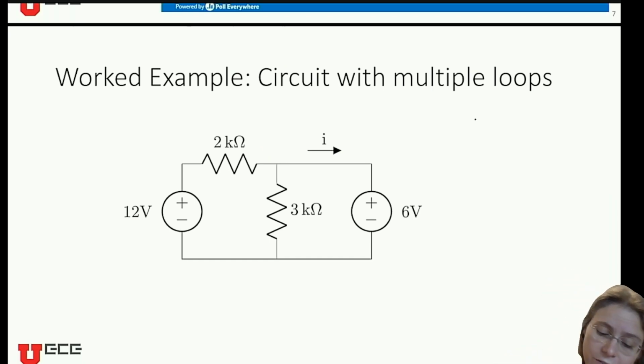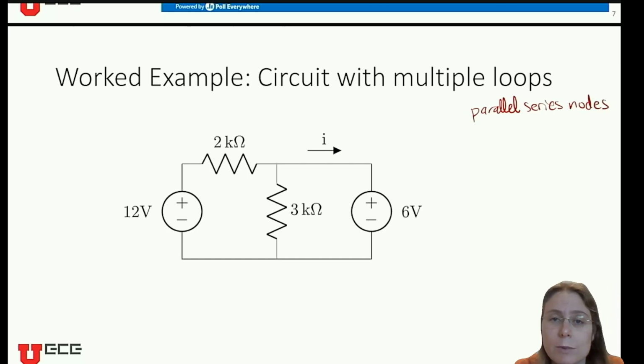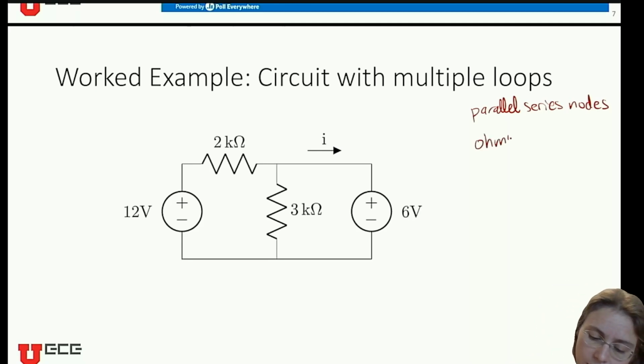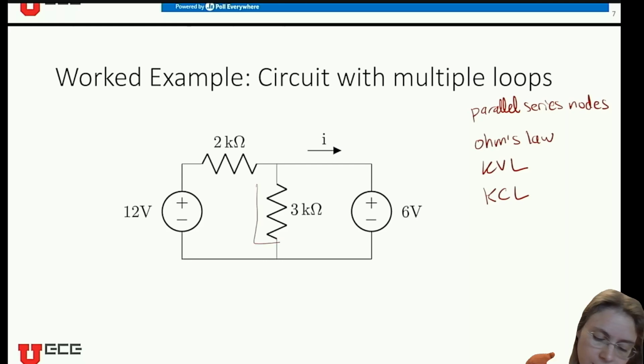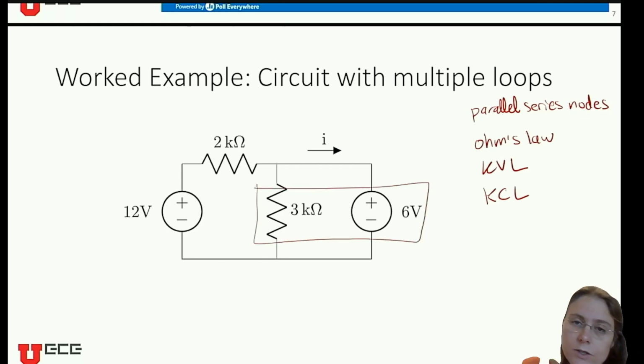And kind of the things I like to look for first are like parallel, series, and nodes, which we learned about previously, and whether there's any information there contained in things being parallel or series. And then I'll start looking for like Ohm's law and KVL, the voltage law, and KCL, the current law. Kind of the order I'll be looking for things in. Okay, so first of all, I see these two are in parallel. So things in parallel share the same voltage. Therefore, the voltage across the 3 kilo ohm resistor must be 6 volts.